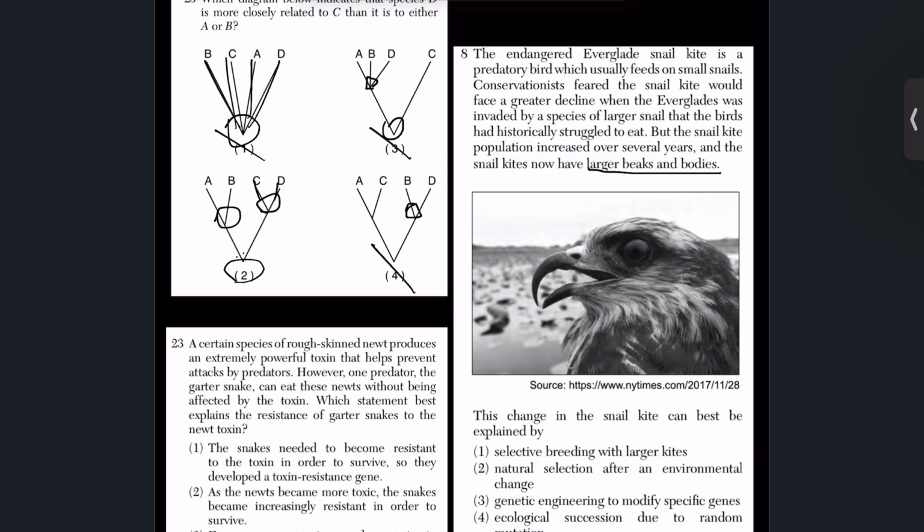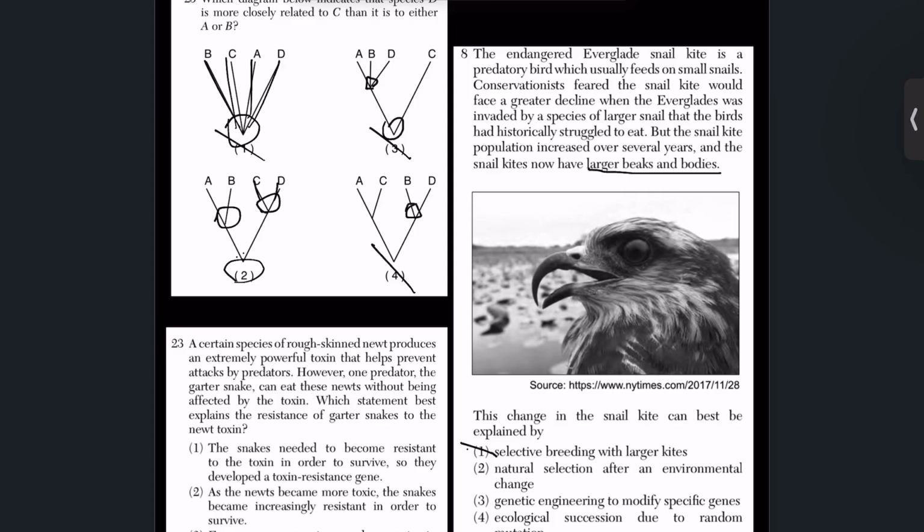So we can see the question says, this change in the snail kite can be best explained by, number 1 is selective breeding with larger kites. This would not be the answer because it doesn't say anything about scientists or conservationists specifically taking certain birds and breeding them together. So it's not selective breeding, but rather it's something natural. So that takes us to option number 2, which says natural selection after environmental change.